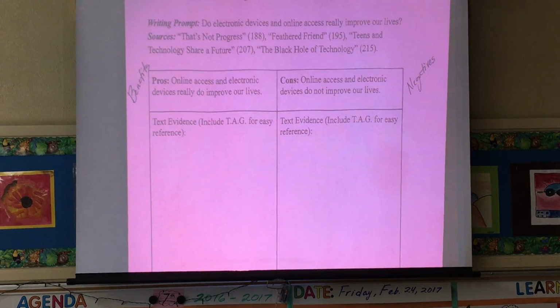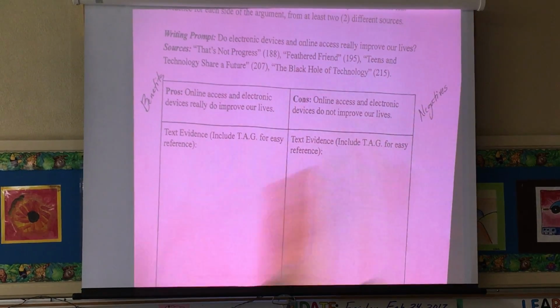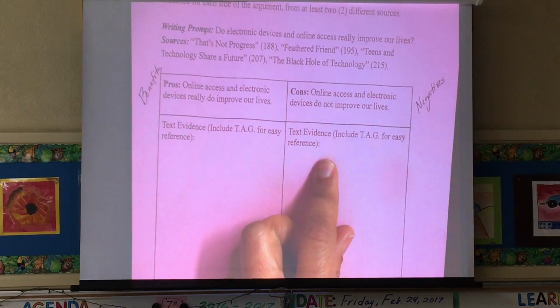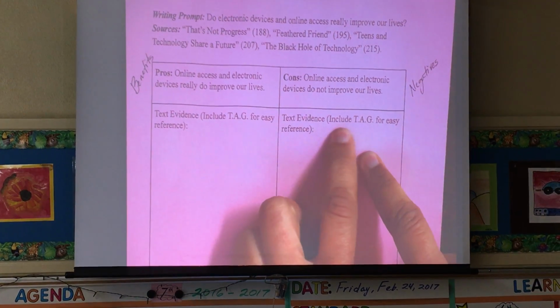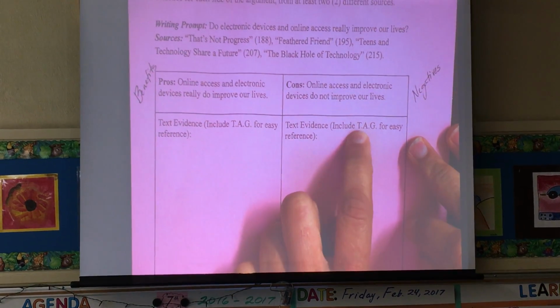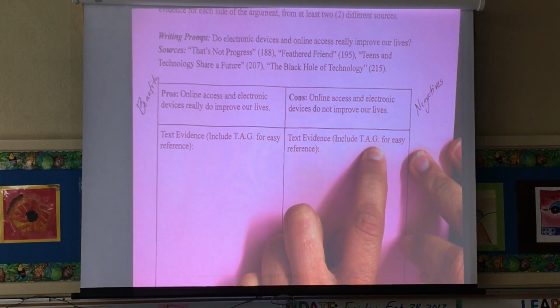So I'm going to pretend like I don't believe this, because I can argue either side, you should be able to argue either side, but I'm going to focus on the negatives. So it says here, text evidence include TAG for easy reference, and remember, TAG, the T stands for the title, the A stands for the author, and the G stands for the genre.